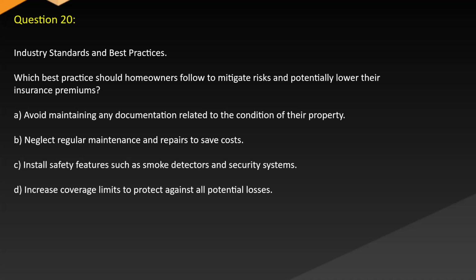Question 20. Industry standards and best practices. Which best practice should homeowners follow to mitigate risks and potentially lower their insurance premiums? A. Avoid maintaining any documentation related to the condition of their property. B. Neglect regular maintenance and repairs to save costs. C. Install safety features such as smoke detectors and security systems. D. Increase coverage limits to protect against all potential losses.